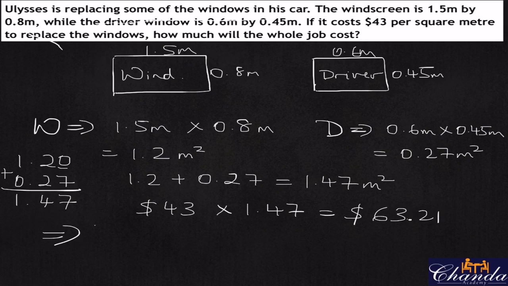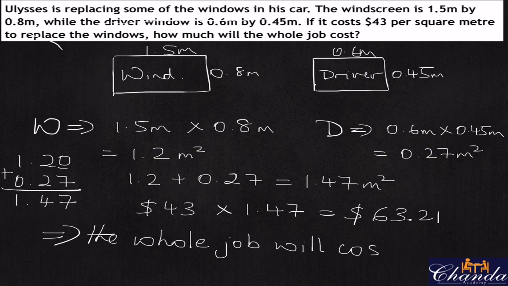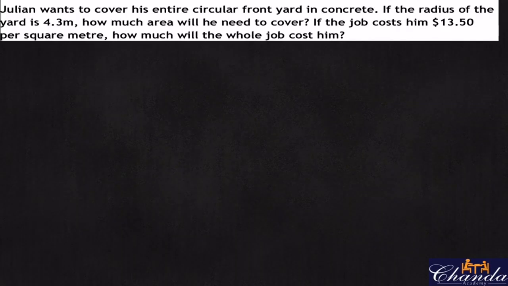All right, so this particular question says, Julian wants to cover his entire circular front yard in concrete. Now, if the radius of the yard is 4.3 meters, how much area will he need to cover? Now, if the job costs him $13.50 per square meter, how much will the whole job cost him? All right, so once again, let's quickly draw this out. So he has a circular front yard with a radius of 4.3 meters.